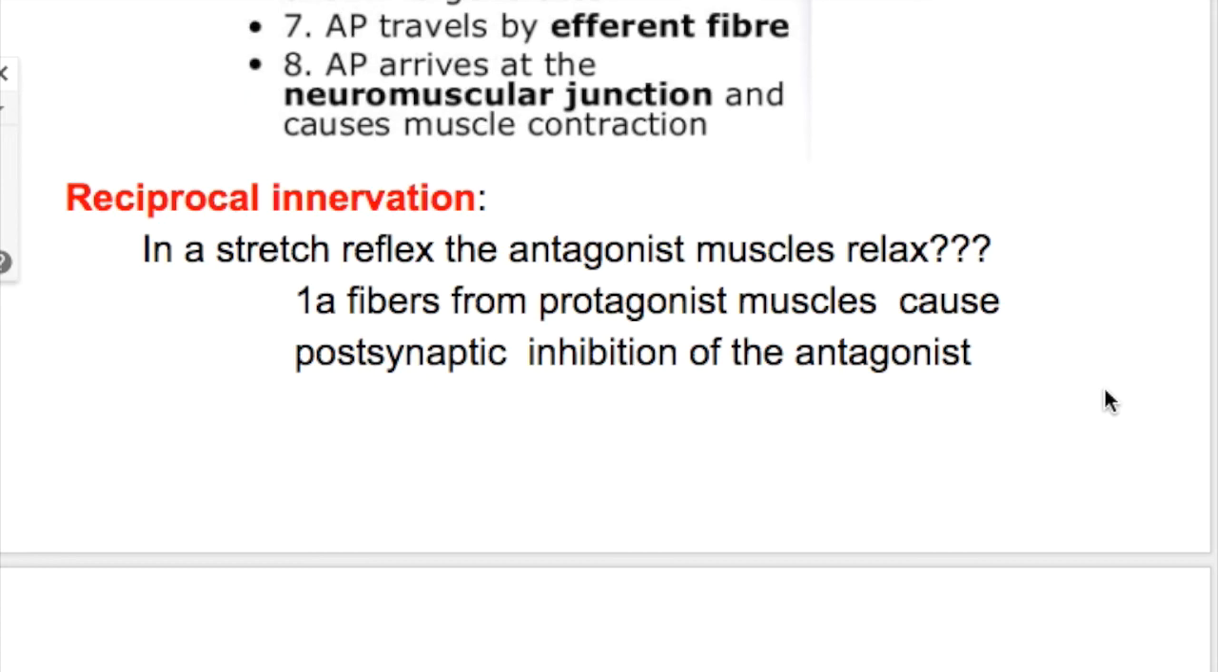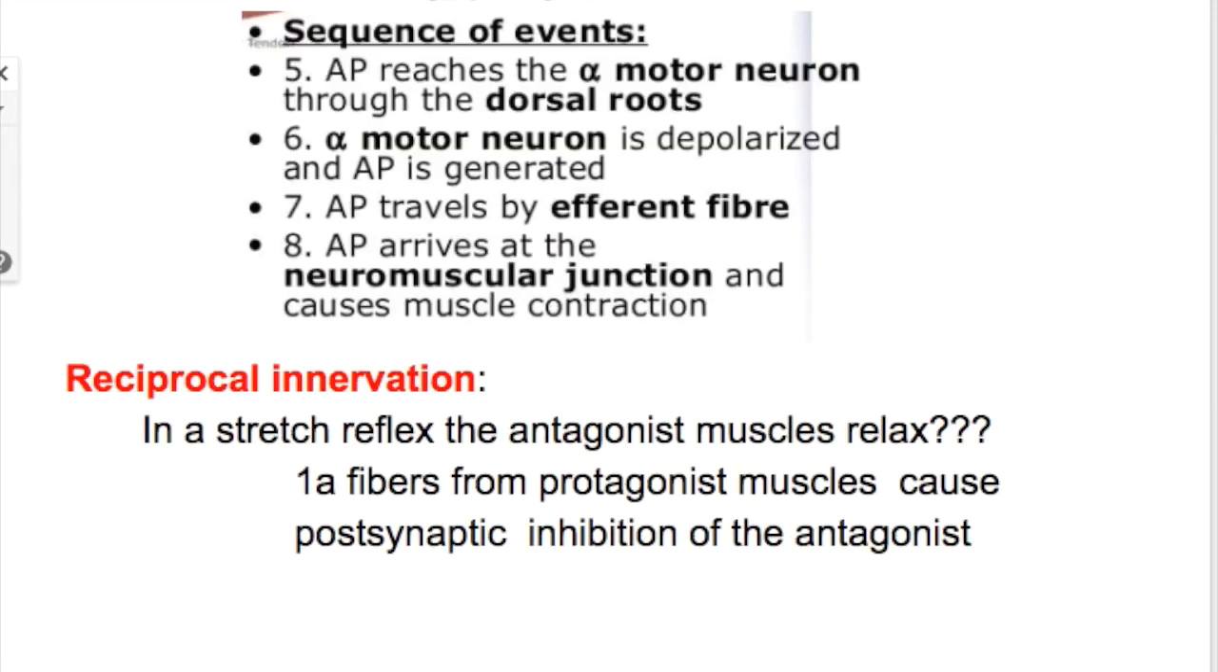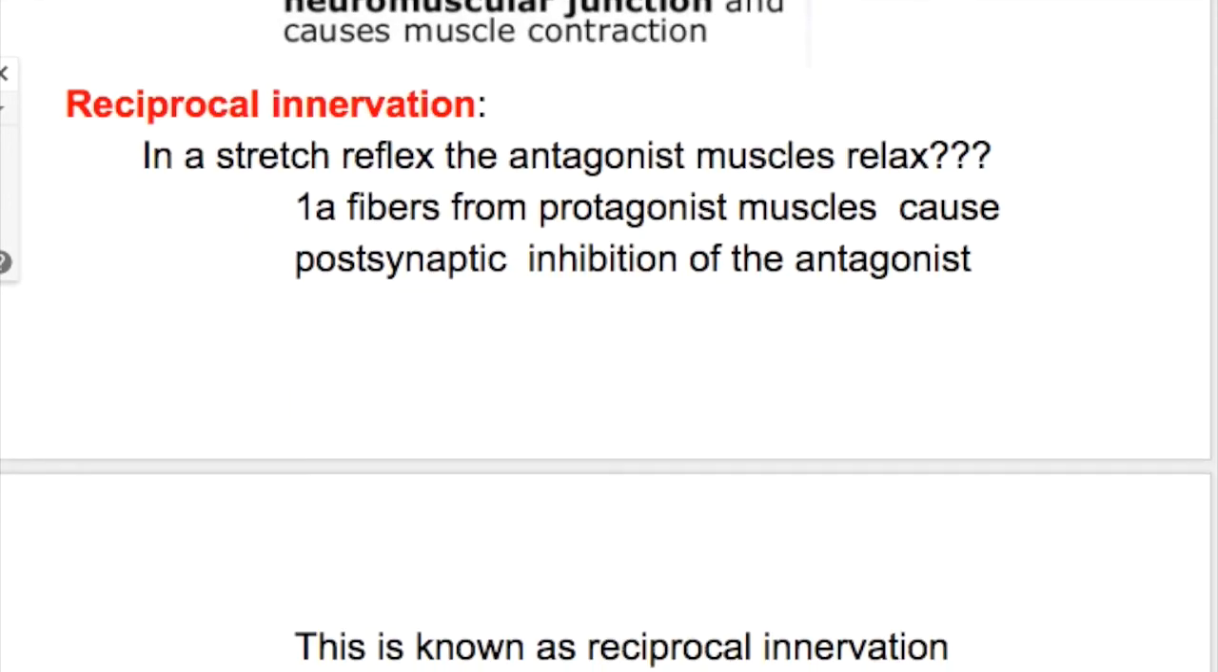In this video, we'll discuss reciprocal innervation, inverse stretch reflex, and negative feedback inhibition. So what's reciprocal innervation? In a stretch reflex, the antagonist muscles relax. How does it occur? The 1A fiber from the spindle of the protagonist muscle causes postsynaptic inhibition of the antagonist. This is known as reciprocal innervation. A collateral from 1A fibers innervates the antagonist muscles.